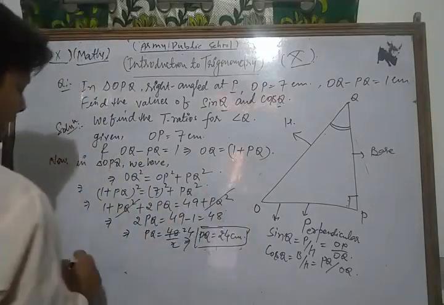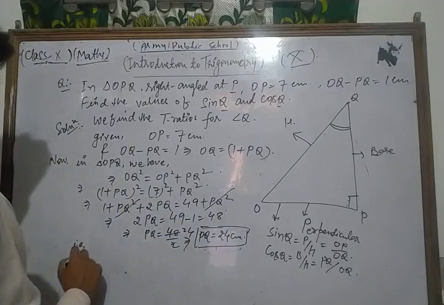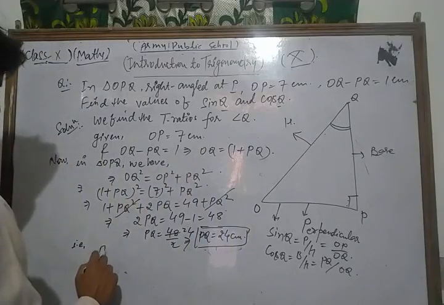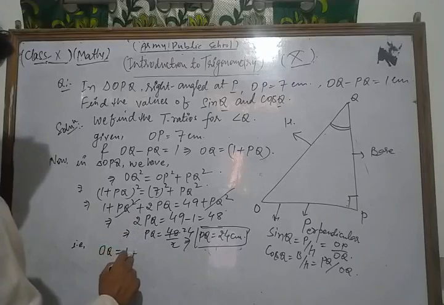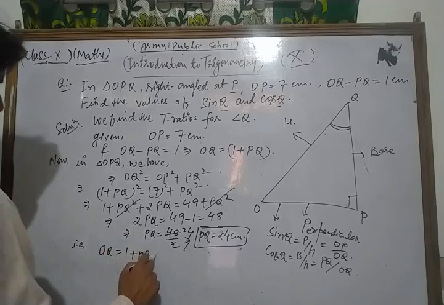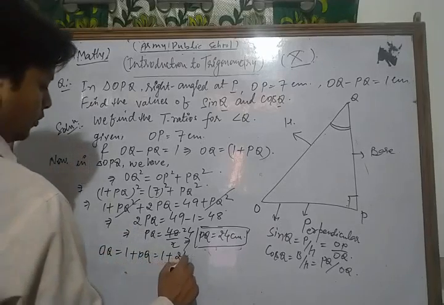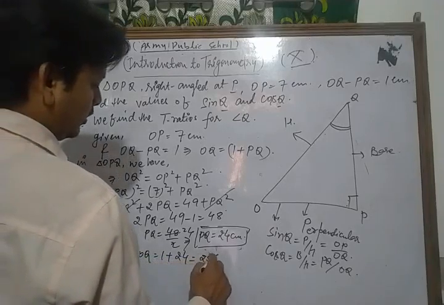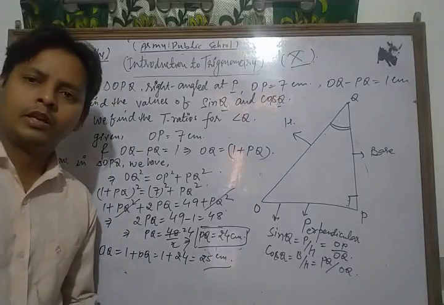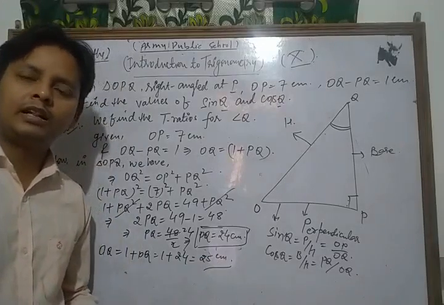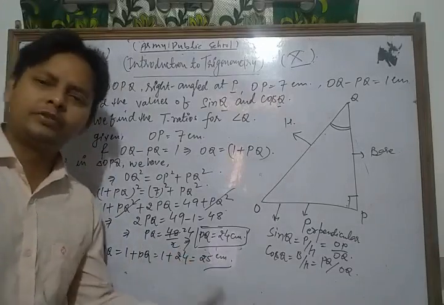So that is the value of OQ. The value of OQ is 1 plus PQ, that is 1 plus 24, that is 25 centimeter. In this way, dear student, we find all the values which we required.